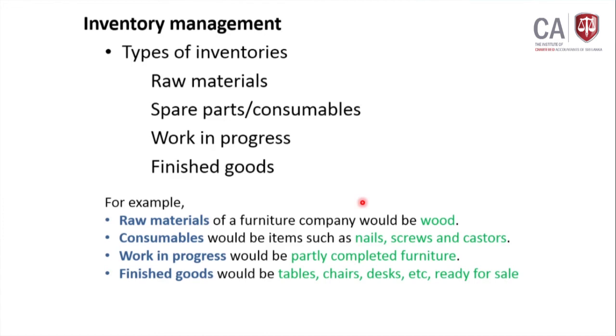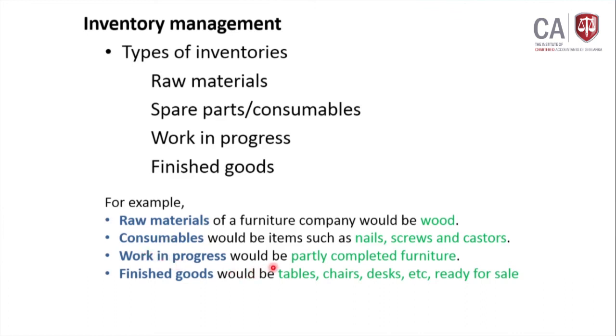Likewise, consumables would be items such as nails, screws, and casters. When you are developing a product, you need some consumable items, which are required to work with the raw material as well. Then you need spare parts. In order to develop a car, you need spare car parts, and to develop a bicycle, you need nuts and screws and also rims. There are so many spare parts.